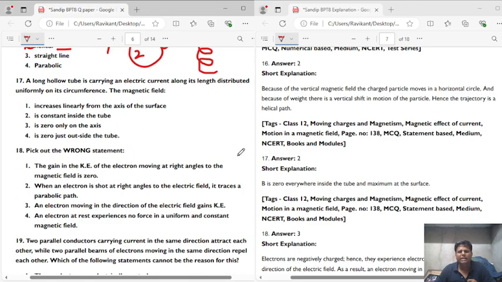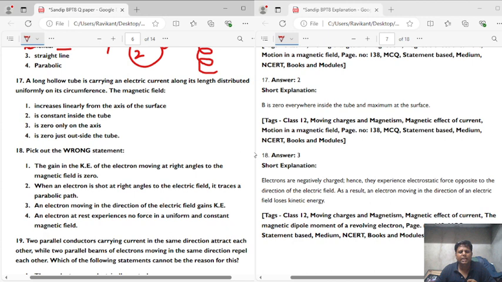Now question number 17. Question number 17 says that a long hollow tube is carrying an electric current along its length distributed uniformly on its circumference. We have already seen in the previous question that if a tube is carrying a current, we assume that the entire current is flowing along the axis of the tube. They are asking about the magnetic field.